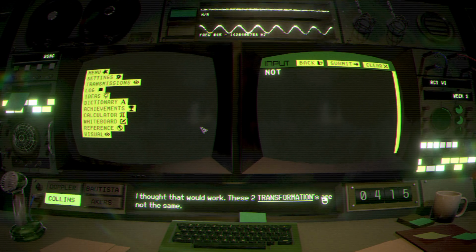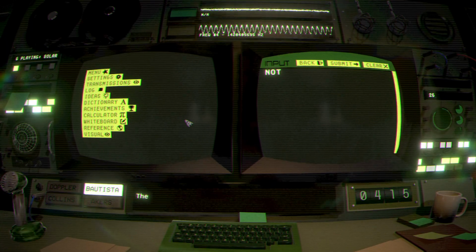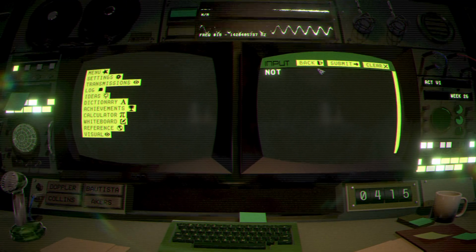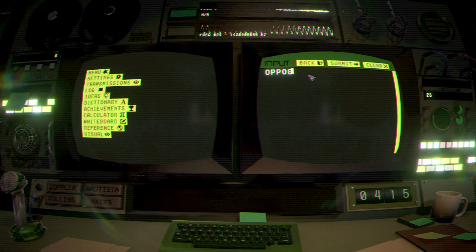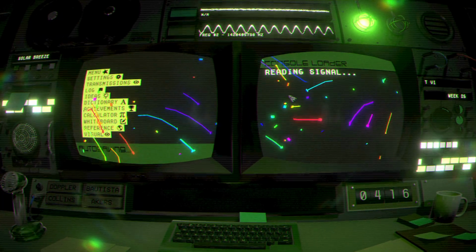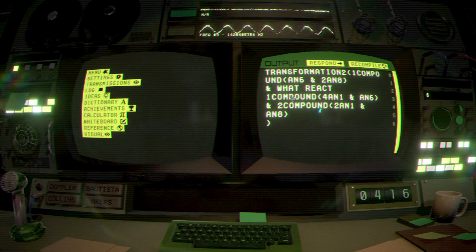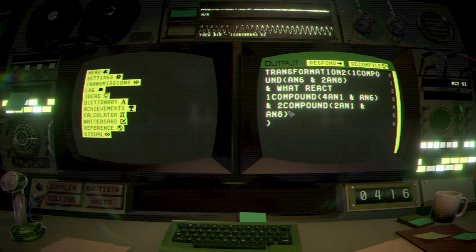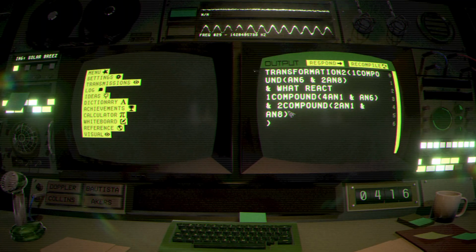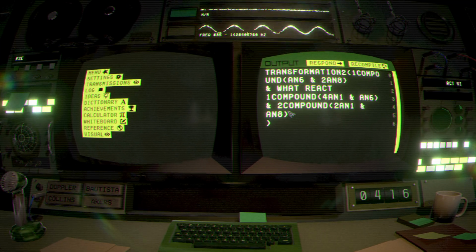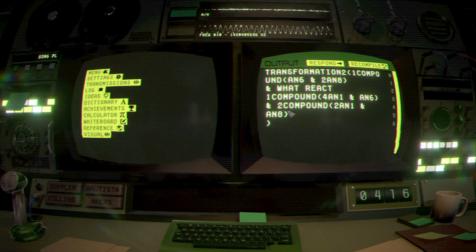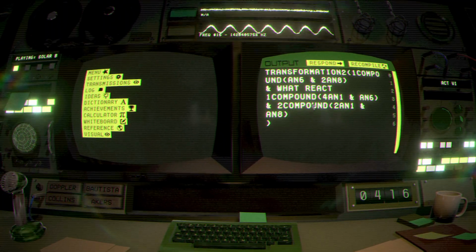Thought that would work. Two transformations are not the same. They're fundamentally different. There's more to it. They are different, but reflections of each other. Opposite? What does that tell us? I don't know. Okay, transformation 2 and... Okay. Transformation 2.